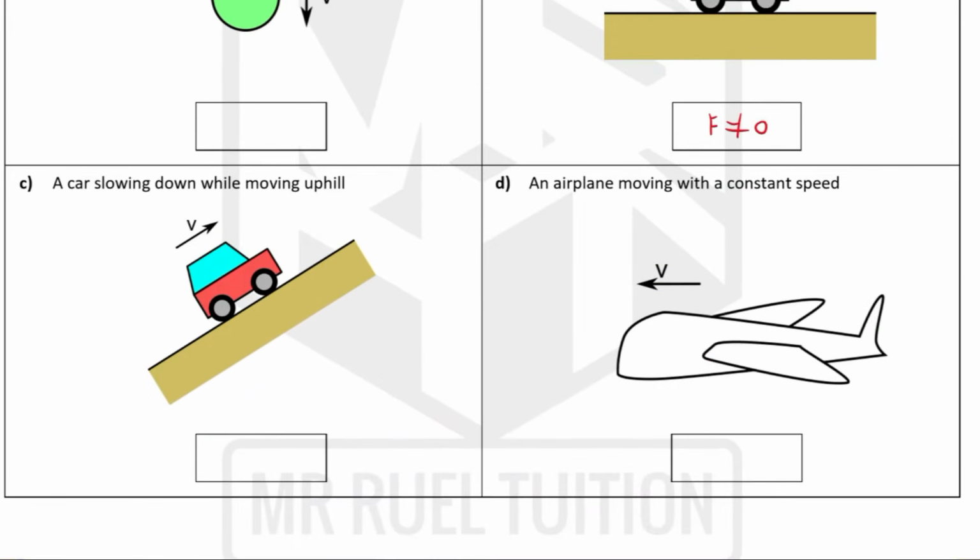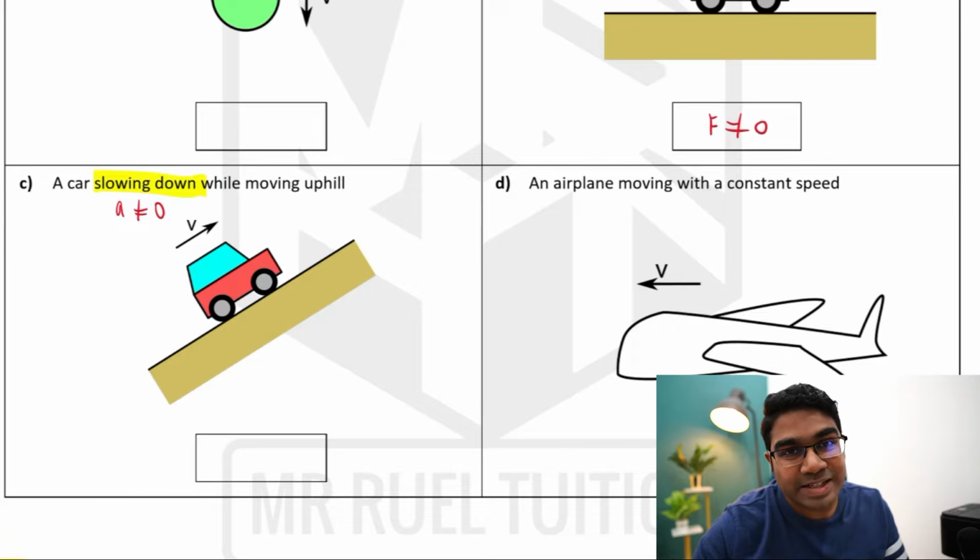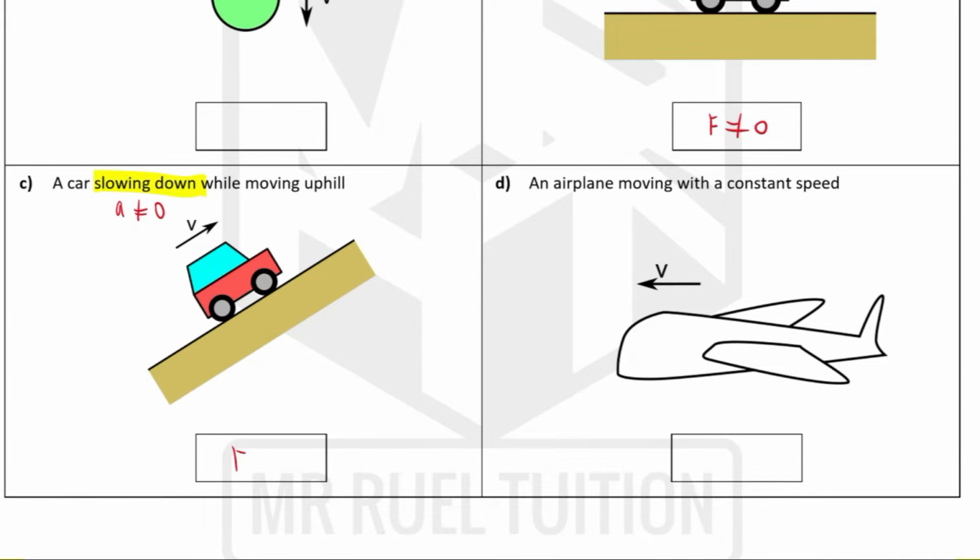Let's look at C. The car is slowing down. If it is slowing down, that means acceleration is not equal to 0. Acceleration is actually negative. Deceleration is occurring. Therefore, resultant force is not equal to 0 as well.